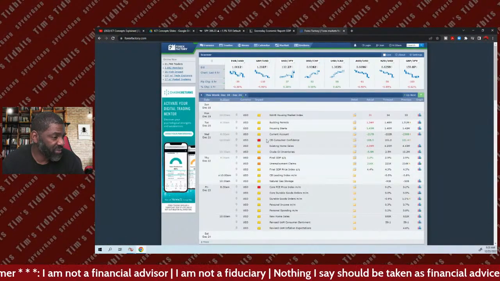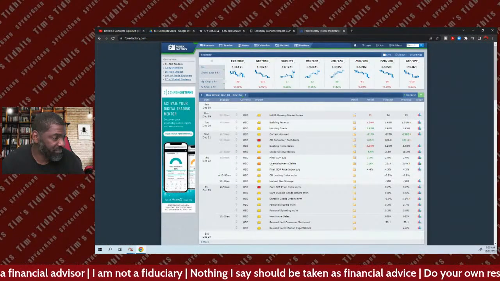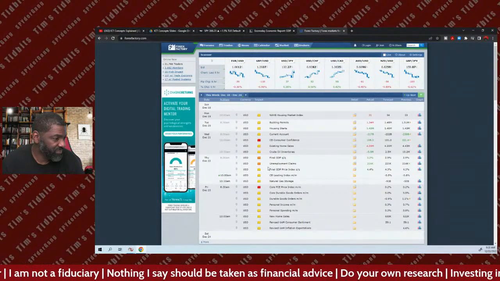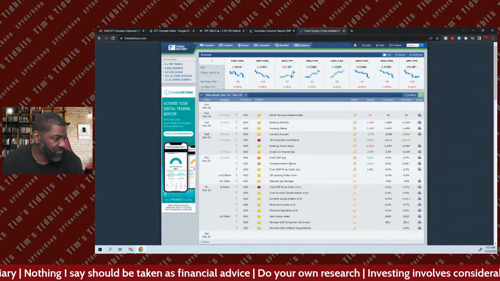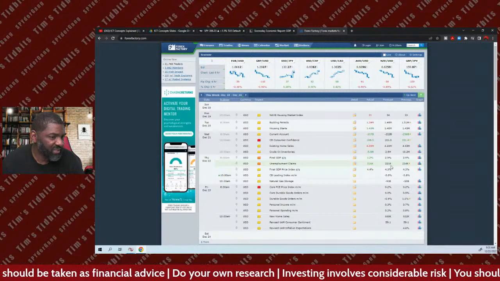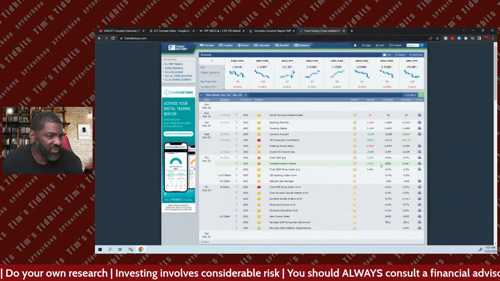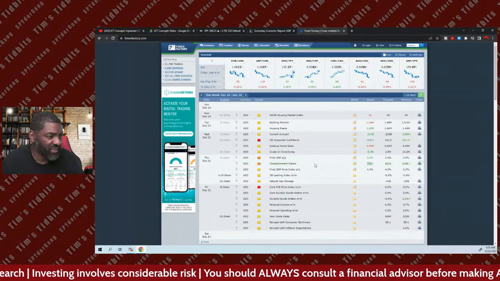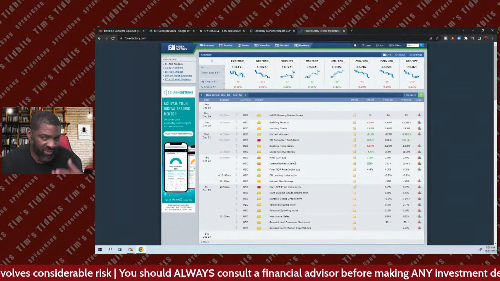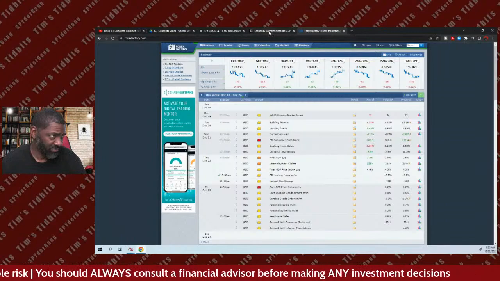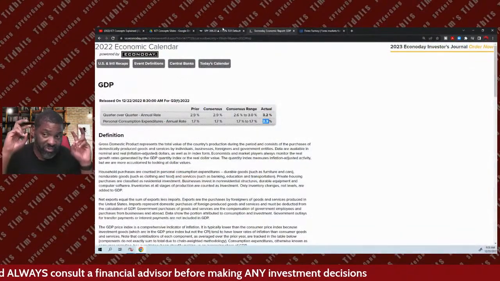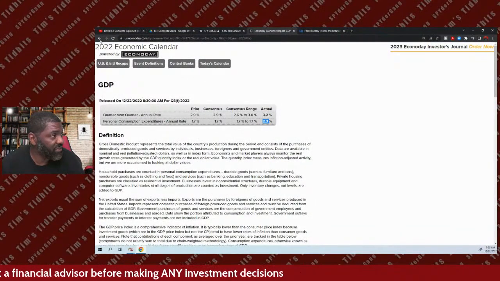Then with the job numbers, unemployment claims, they went down. See, they expected to be 221 and they went down. So less people file unemployment. So the job market is still strong because less people file for unemployment.